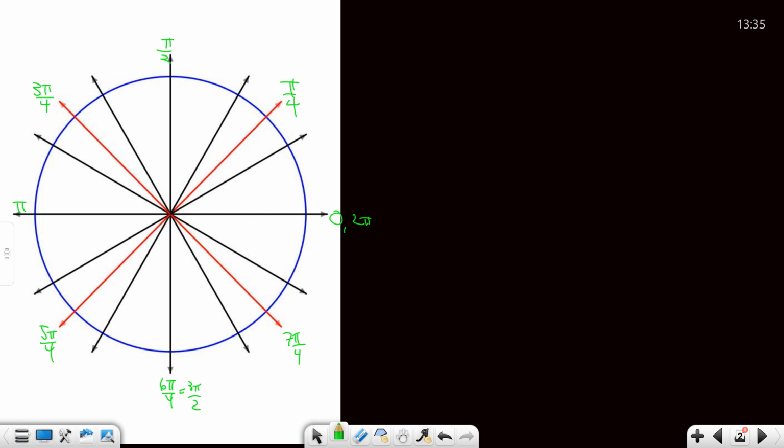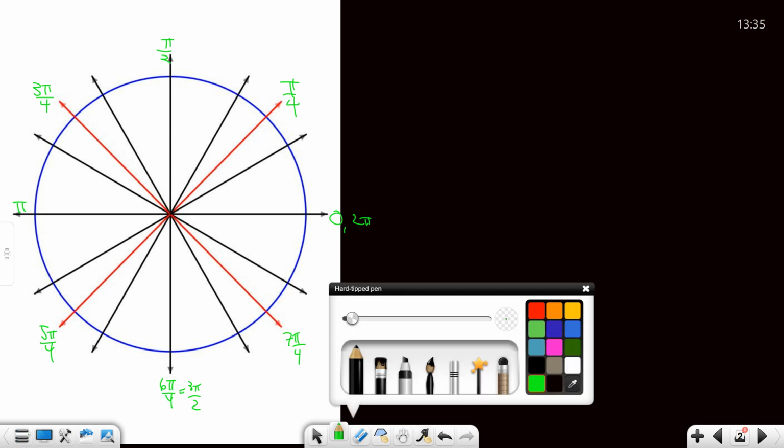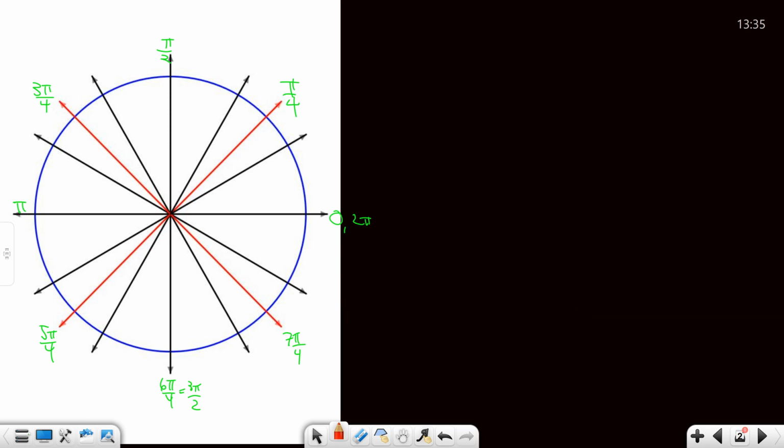Can you see that green, by the way? Is it okay? The way V is squinting at that, I'm going to say no, and I'm going to switch to red. Okay.